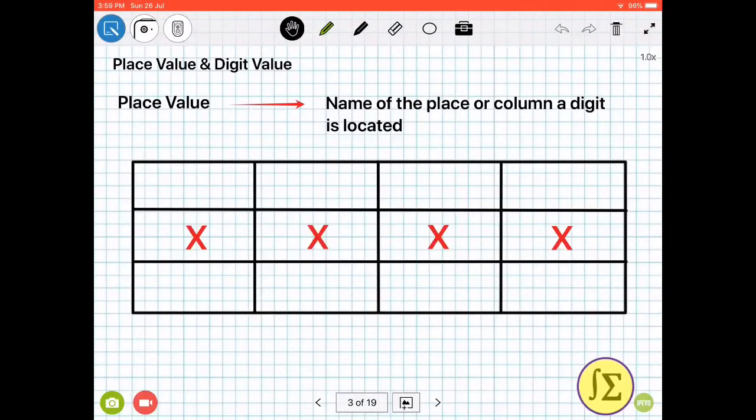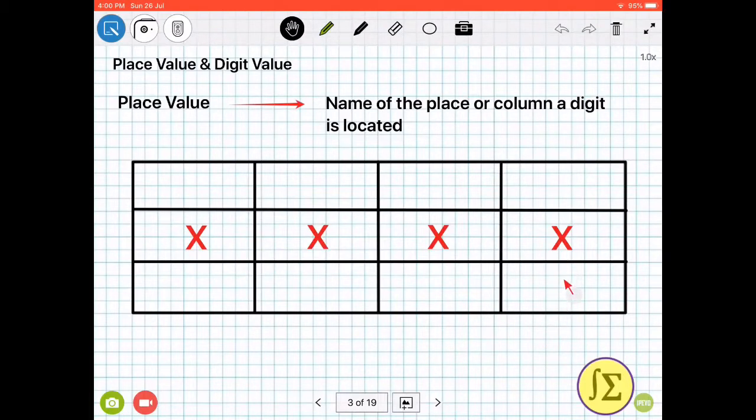Okay, so this represents a 4-digit number. I'm just using XXXX. In a 4-digit number, the first number can be any number between 1 and 9. It cannot be 0, because if it's 0, then it wouldn't be a 4-digit number. So the other three numbers can be any number between 0 and 9. So place value relates to the name of the location a digit is within a number.